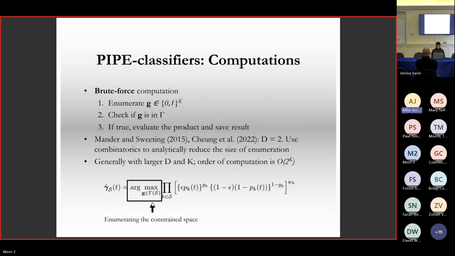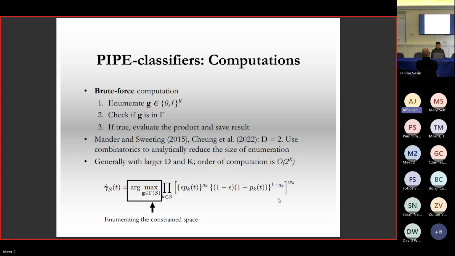The question is, how do you do the optimization? Without the constraint, maximization is easy because of calculus. Everything can be easily solved. But with the constraint, the most intuitive approach is brute force. Whenever we see an argmax, we can enumerate all the possible gammas in the unconstrained space, and then check whether that gamma is actually in the constrained space. If it is, we evaluate the product and save the result, and then we just pick the gamma that maximizes it. This is the brute force method.